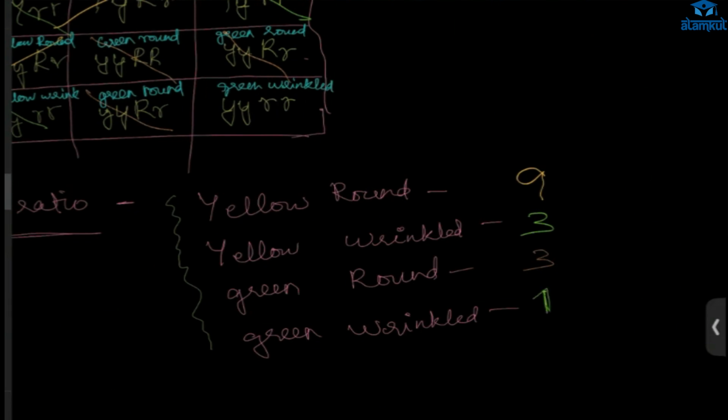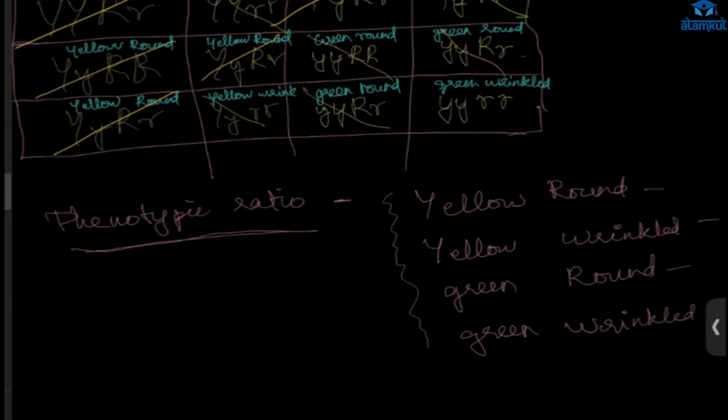Shazan, what answer did you get? By mistake I added something, but then I did it again and got the answer: 9 is to 3 is to 3 is to 1. Okay, this is our phenotypic ratio.